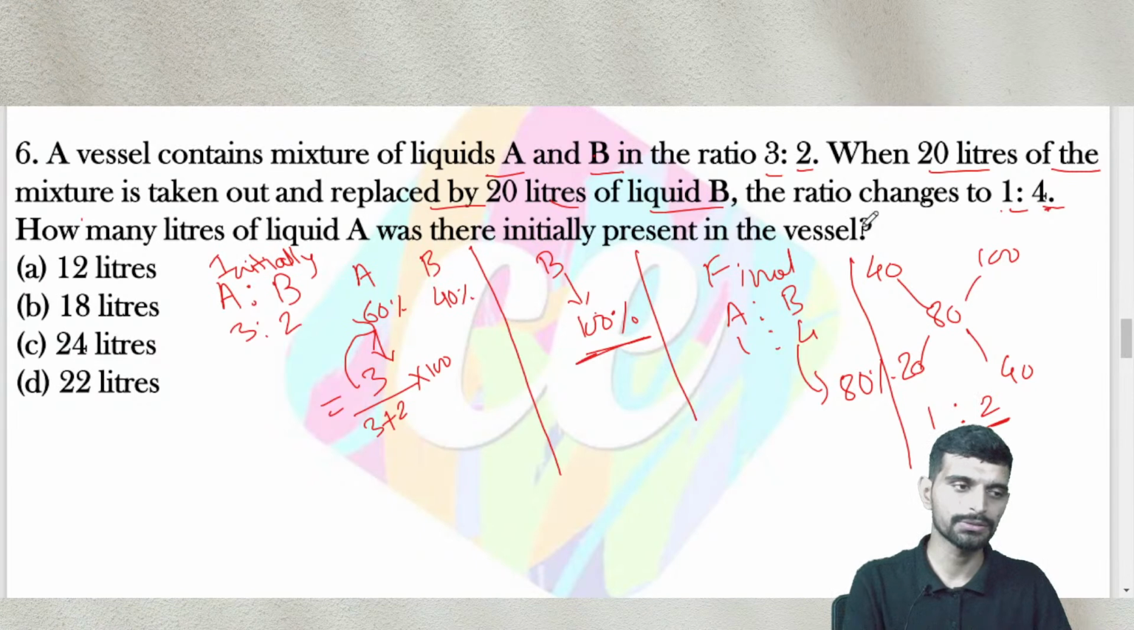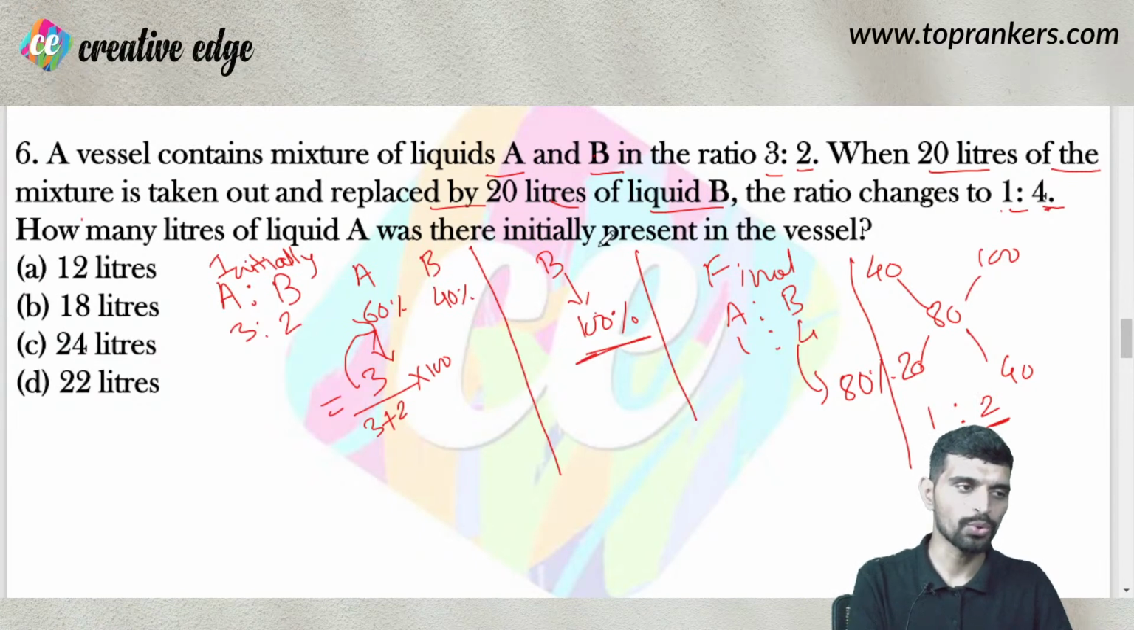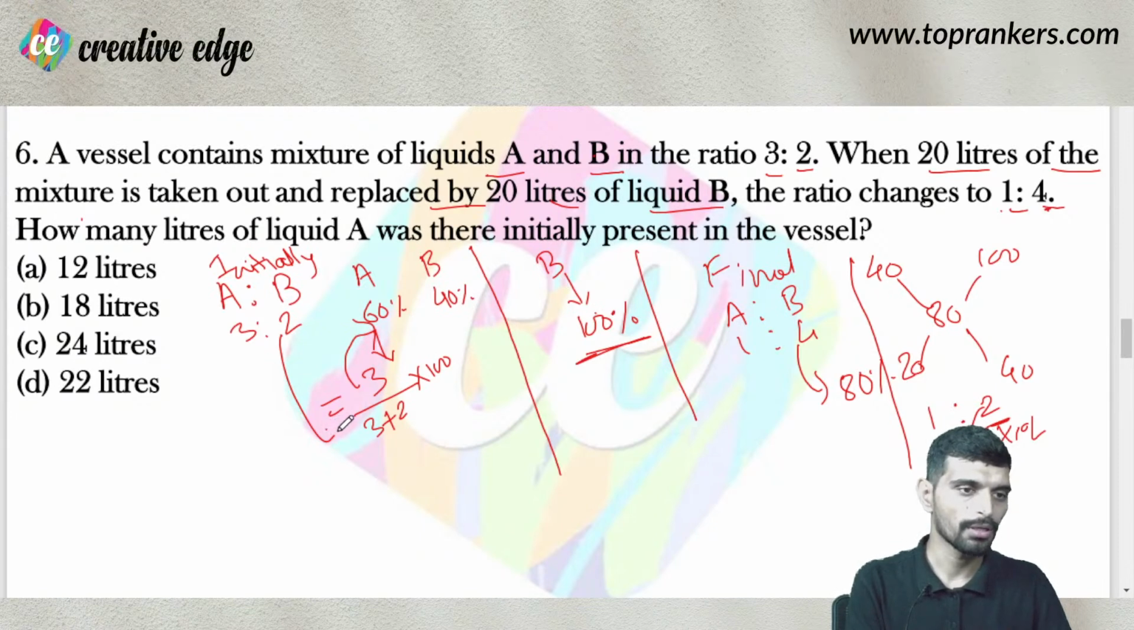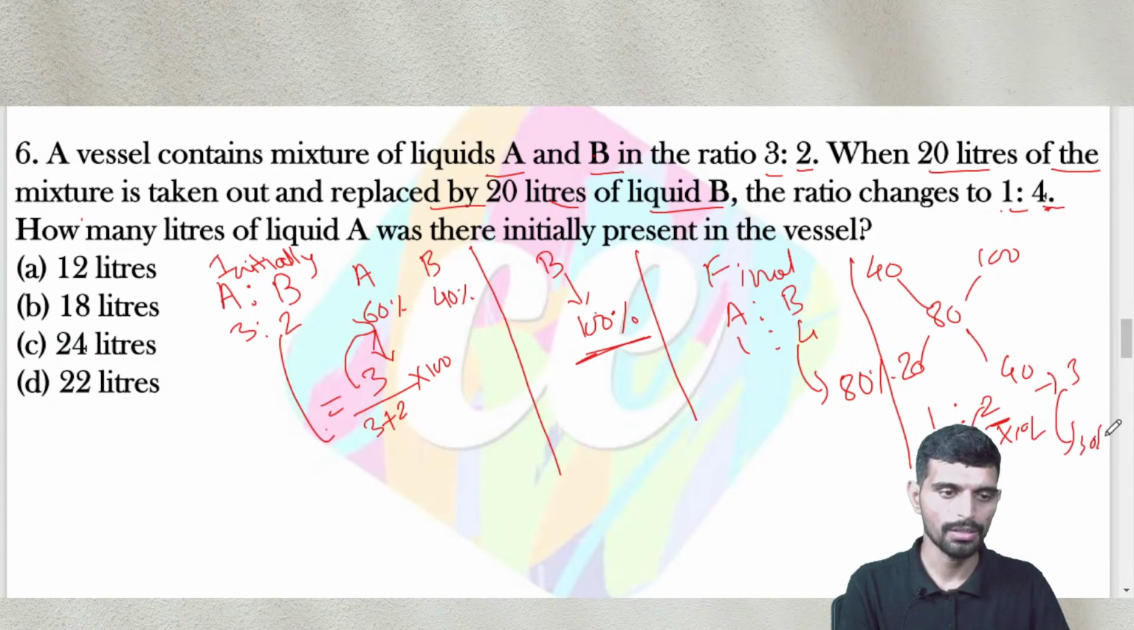So 2 parts of second, that is 20 liters. So multiplier here is 10 liters. So originally, multiplying by 10, B part was 10 liters, right? Originally B part was 1:2. If you look at the total here, so total is 3, that is 30 liters.